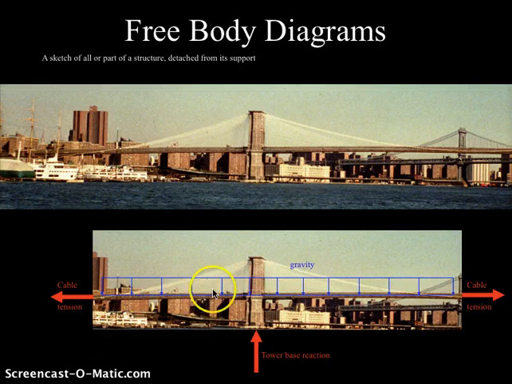So this set of blue arrows indicates the gravity load or weight of the bridge itself or traffic acting on the Brooklyn Bridge. This red arrow is the cable tension at midspan, this red arrow the cable tension at the anchorage, and this vertical red arrow the tower base reaction.